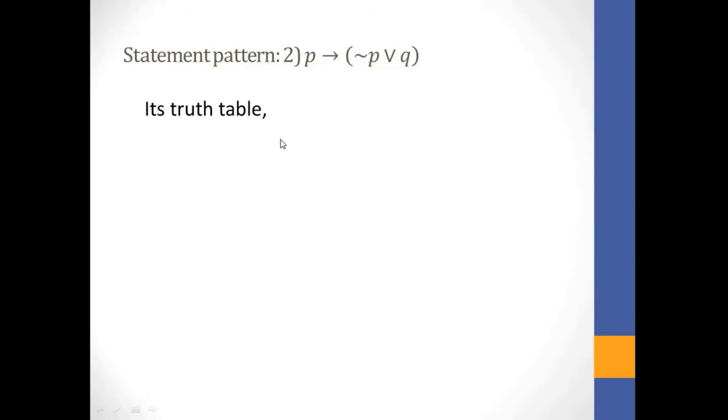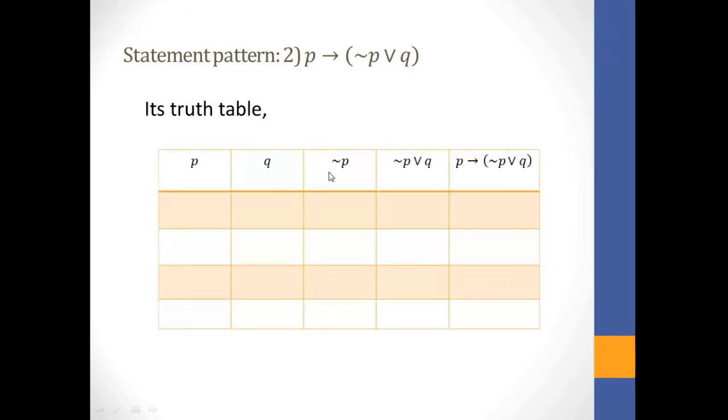So the truth table contains 5 columns: 1, 2, 3, 4, 5. This one is negation P, then negation P or Q, and the last one is of the whole statement pattern. Again here P and Q are the same, so we write the values of P as T T F F, and values of Q as T F T F. Now as per the requirement, we write negation P here. Negation P is very simple. It is F, then again F, then T and T.